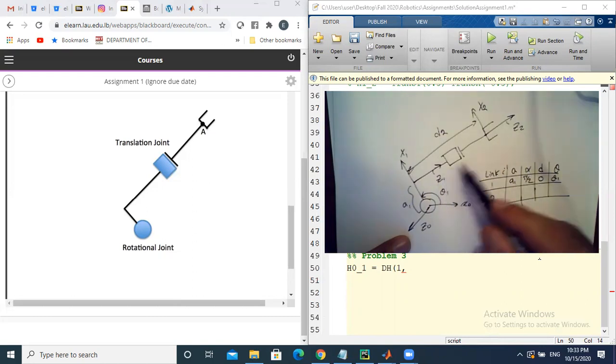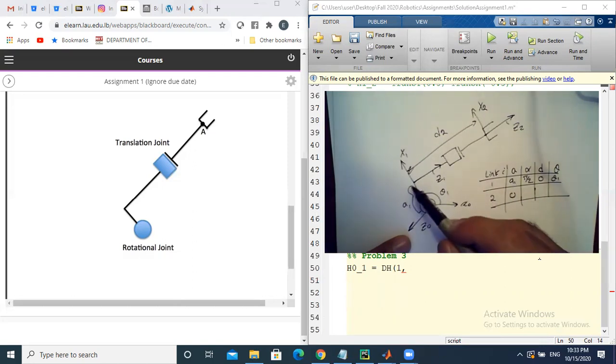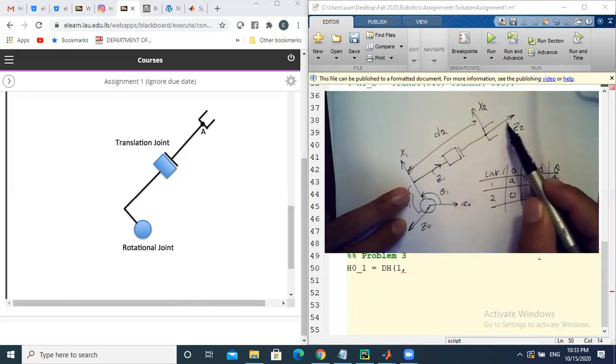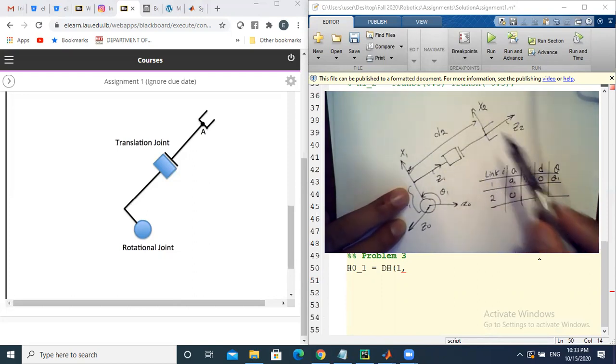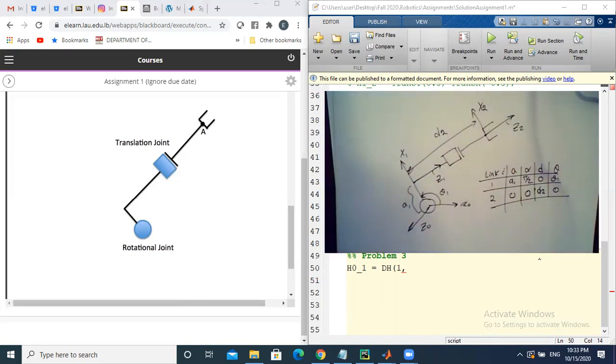And then for link 2, what is a? A is the distance between the z-axes, which is 0 in this case, since they are collinear. What is alpha? By how much you need to rotate z1 to bring it to z2 about x2 is 0, right? How about d? It is d2. And how about theta? x2 and x1 are collinear, so it is 0.